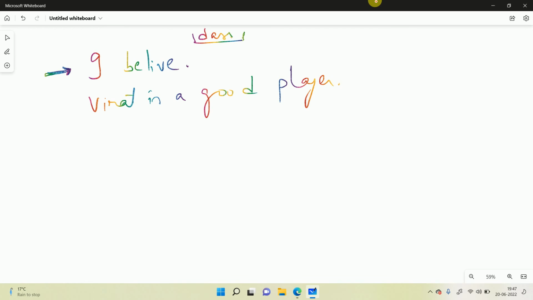Right? So let's try to use this sentence with the conjunction. So somebody give it a try, please. I believe Virat is a good player. We'll be using dass.